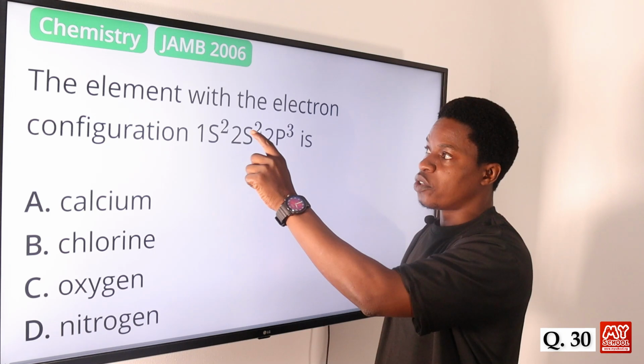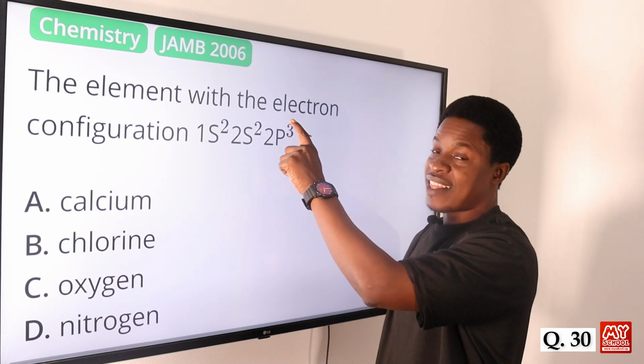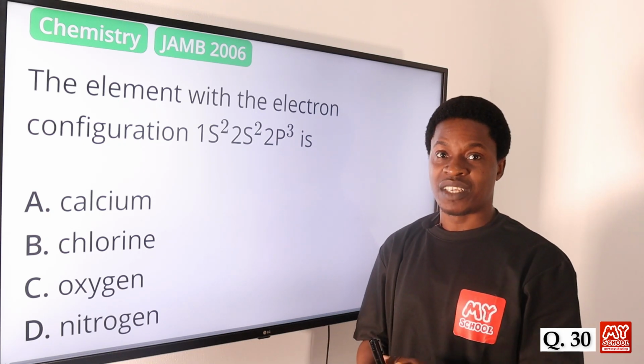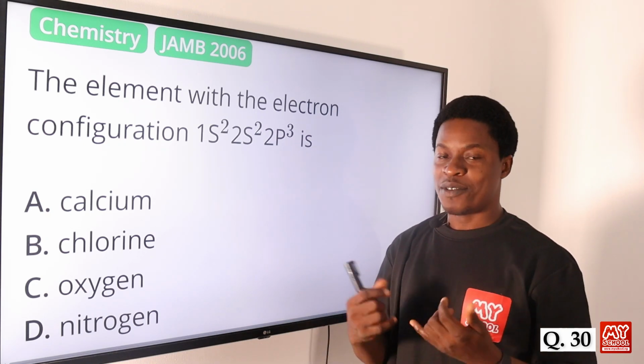So we just add 2 plus 2, that is 4, 4 plus 3, that is 7. So you ask, what element has the atomic number 7? Okay, so usually, I know of course it's nitrogen.